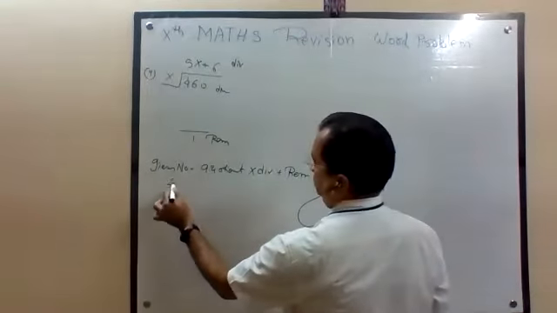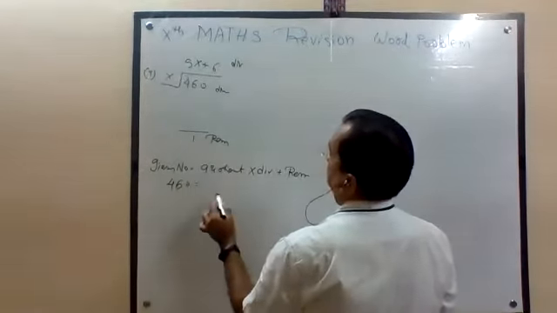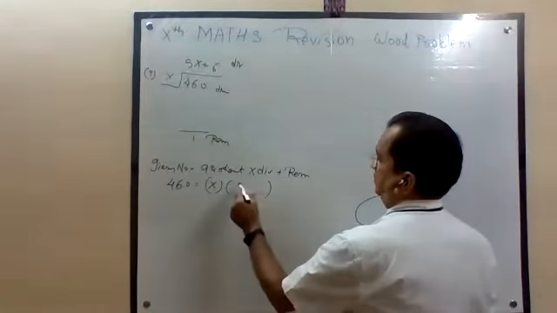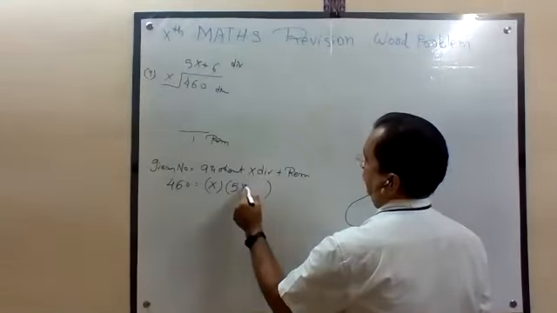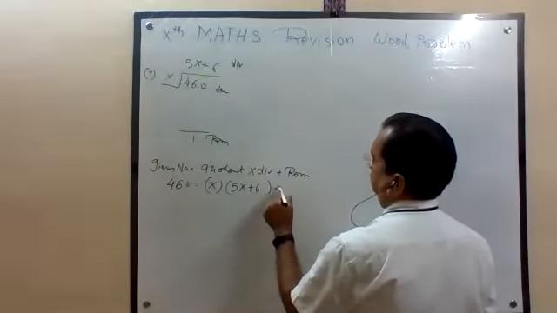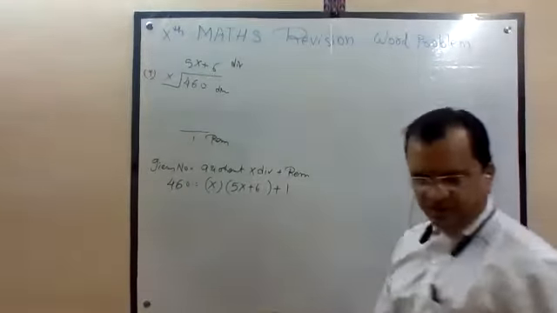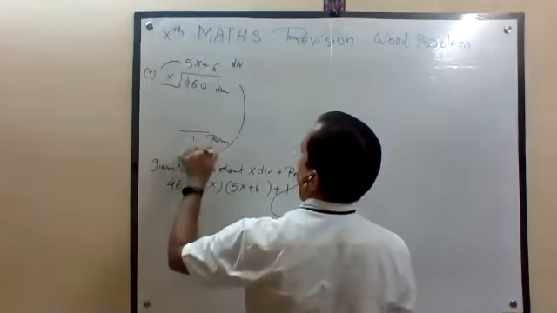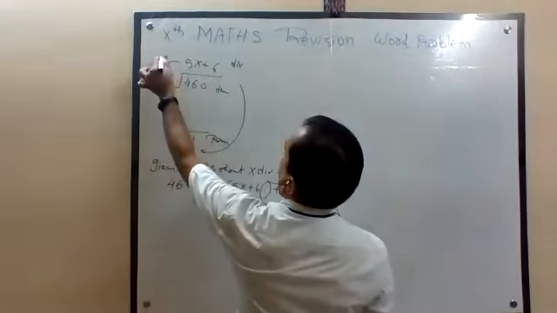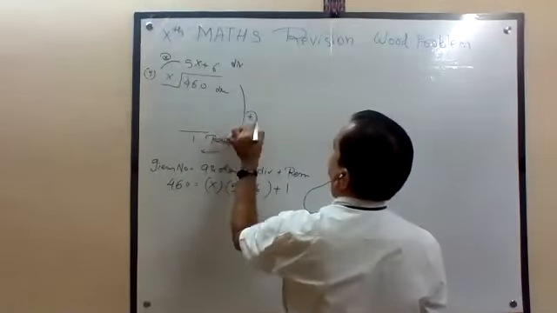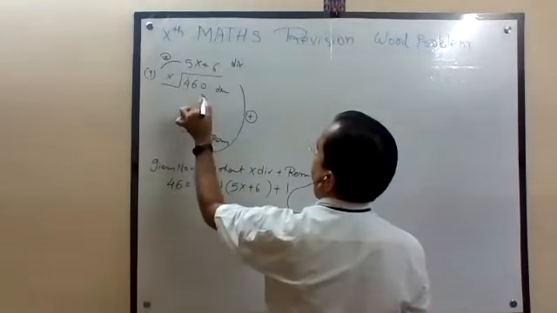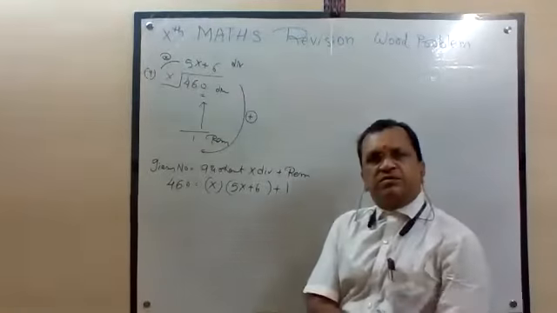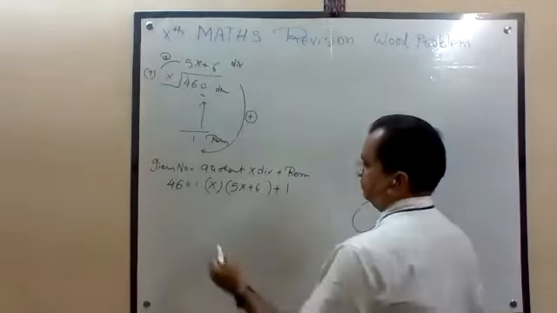So the given number is 460. It is divided by x. The quotient you will get is 5x plus 6. The remainder you are getting is 1. Always this into this plus this. This is multiplied, this into this multiplied plus this, you will get equal to this. So like that you have to remember the formula.